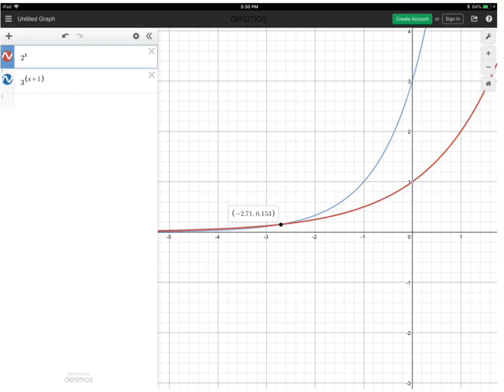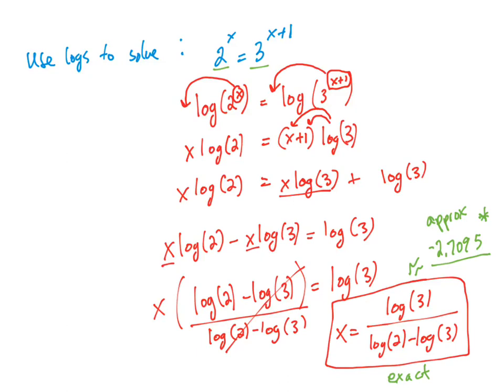So on Desmos here, I graphed the left side, 2 to the x, that is this red graph, and then the blue graph is 3 to the x plus 1. What we notice is that they intersect at this point. So the blue graph is below the red graph here, and then it hits the red graph and is then above the red graph. So this value, negative 2.71, is the x value that we found as our approximate solution. So the graph confirms what we got as the answer.